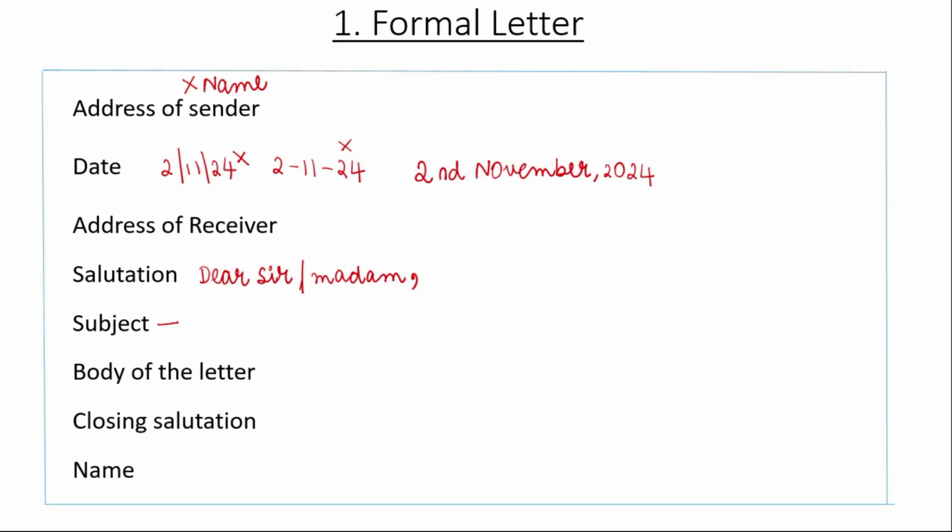The next is the body of the letter. So the body of the letter consists of 3 paragraphs. I will explain what you have to write in each paragraph in the next slide. And then your closing salutation. Closing salutation will be yours faithfully, comma. Here only Y will be capital. There is no apostrophe S, and F should not be capital. Okay. Yours faithfully, and you have to write your full name.